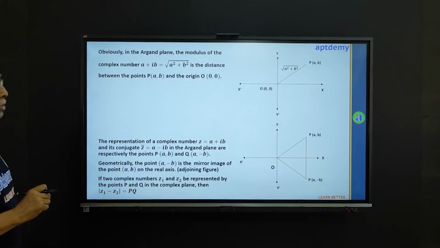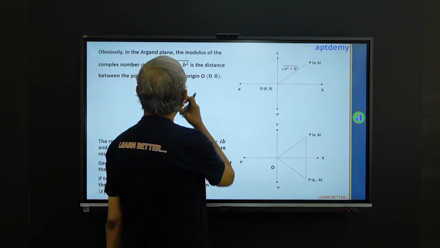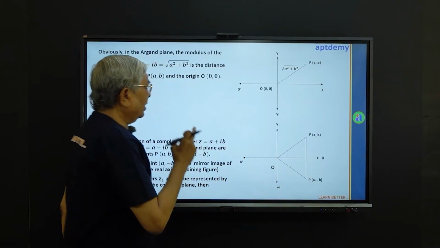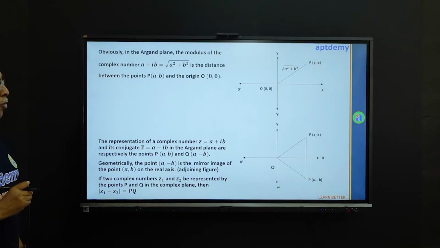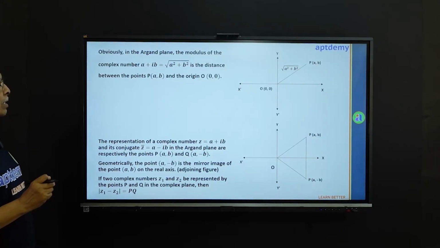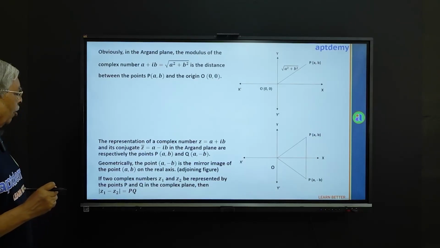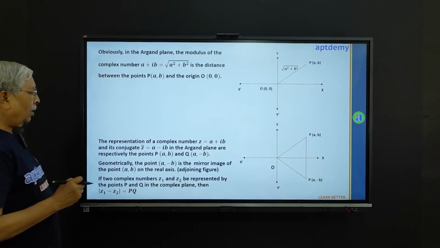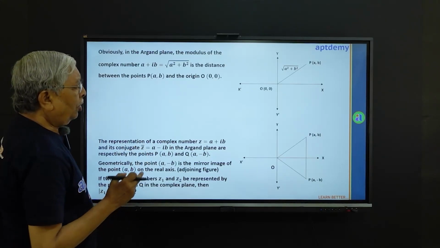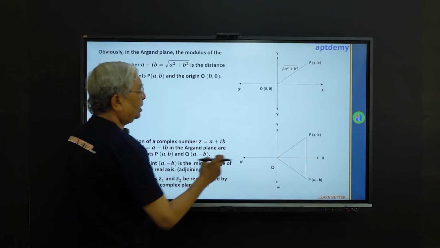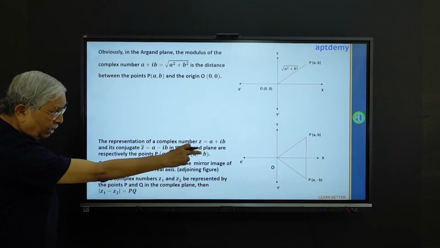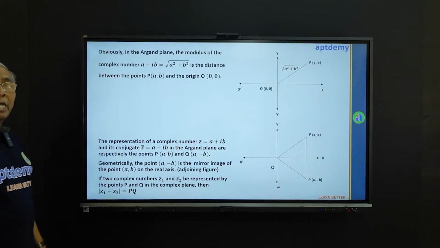Next, if a complex number is z equal to a plus ib, representation is the point (a, b). What is the distance from the origin? Distance between 2 points (0, 0) and (a, b) is root over a square plus b square. This is the distance between the point (a, b) and the origin. Conjugate of the complex number, that is a minus ib. What will we represent? a minus ib means (a, minus b). Ordered pair will be (a, minus b), and representation is like this.